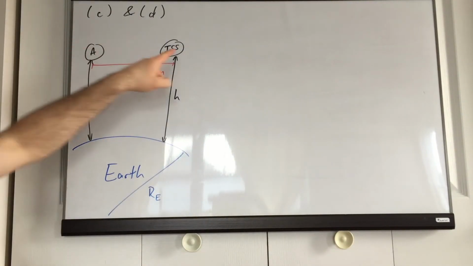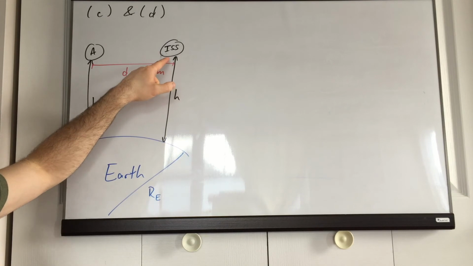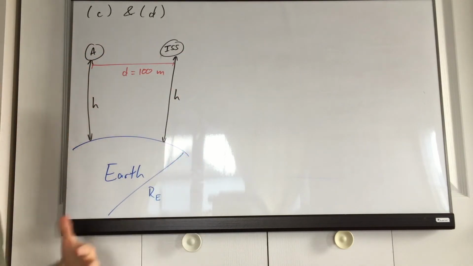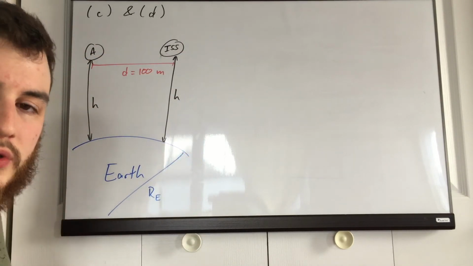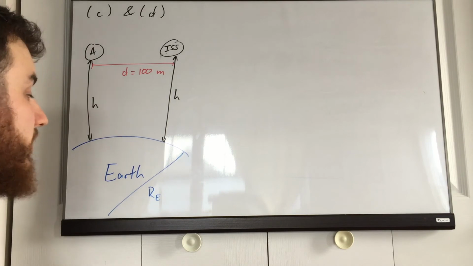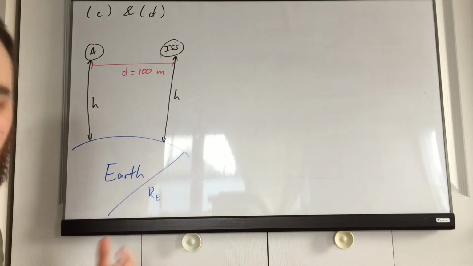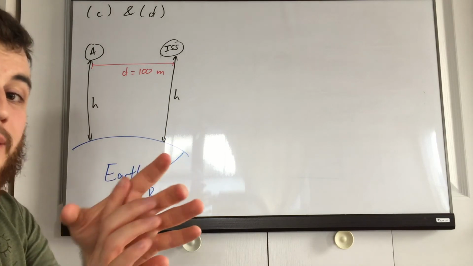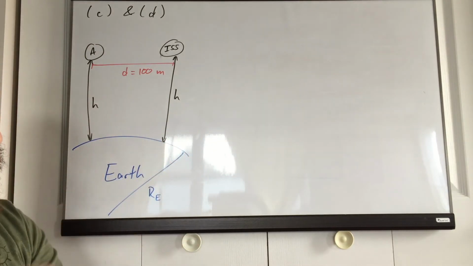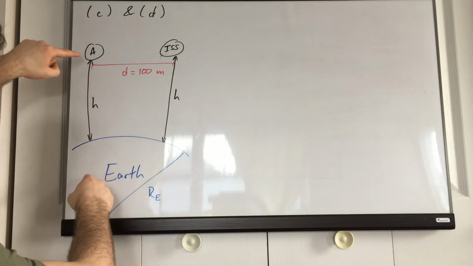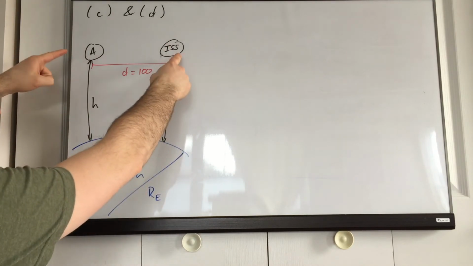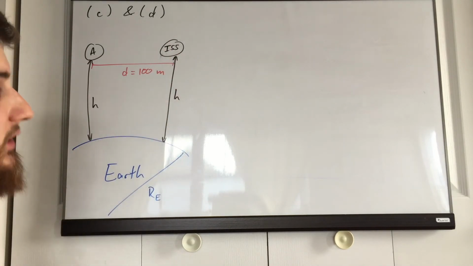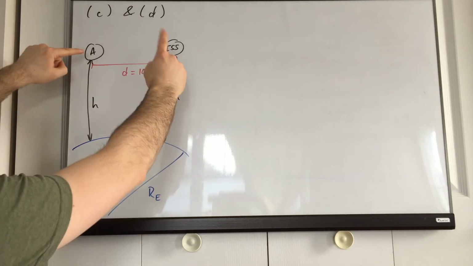We have an astronaut 100 meters away from the ISS. Both of those are at the same altitude, 428 kilometers from the surface of the Earth. And we have, of course, the radius of the Earth, just in case we need it. The forces acting on the astronaut, we're considering them separately, right? Just what the gravitational force is in between these two things and in between these two things. For part C, it is astronaut and Earth. Part D, astronaut and ISS.